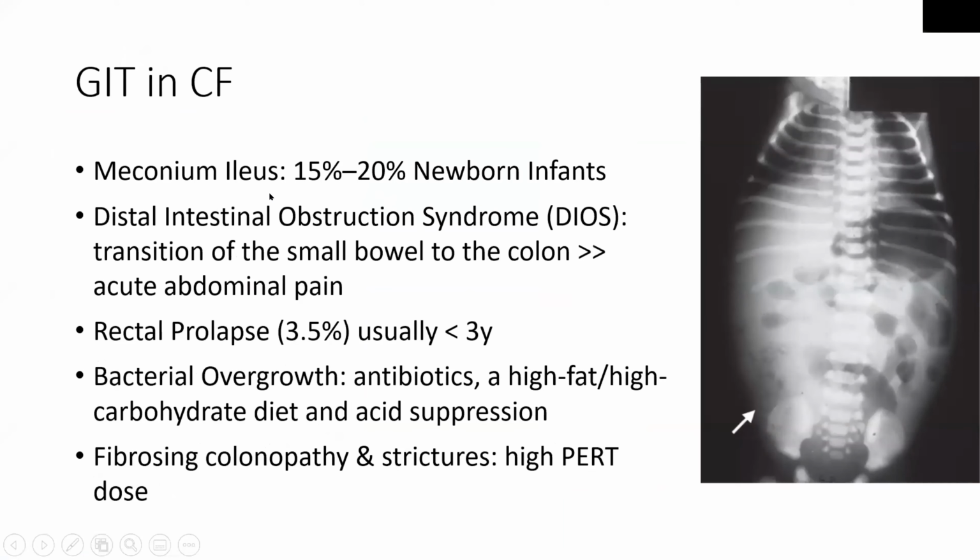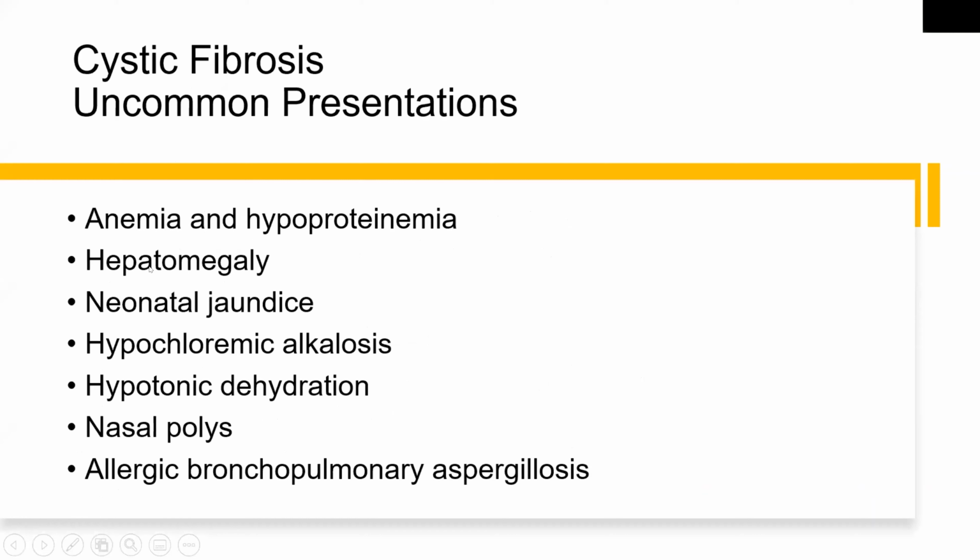In CF, as we said, meconium ileus is a feature in newborn infants, and distal intestinal obstruction syndrome in older ones, and it presents as acute abdominal pain similar to appendicitis. Rectal prolapse usually presents at a younger age group. Bacterial overgrowth can occur from antibiotic intake or a high fat and high carbohydrate diet. Fibrosing colonopathy may occur, especially with excessive enzyme replacement, and can cause strictures and obstruction. The uncommon presentations may be hypochloremic alkalosis or dehydration, allergic bronchopulmonary aspergillosis, anemia and hypoproteinemia, and neonatal jaundice.